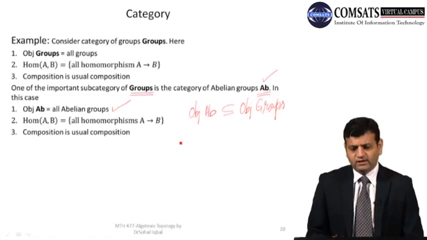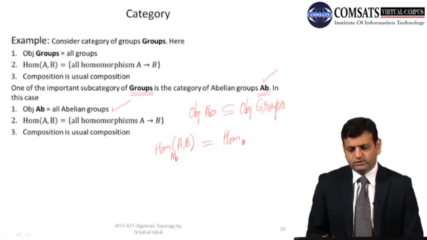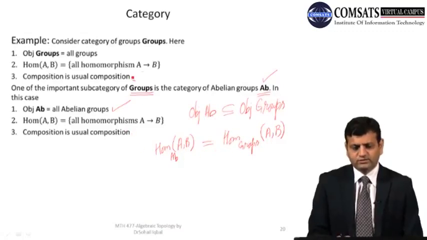If we have two abelian groups, then hom(A, B) in the category of abelian groups is the same as hom(A, B) in the category of groups. So in this case there is no change. Similarly, composition is the same usual composition. So by the definition of subcategory, the category of abelian groups is a subcategory of groups.